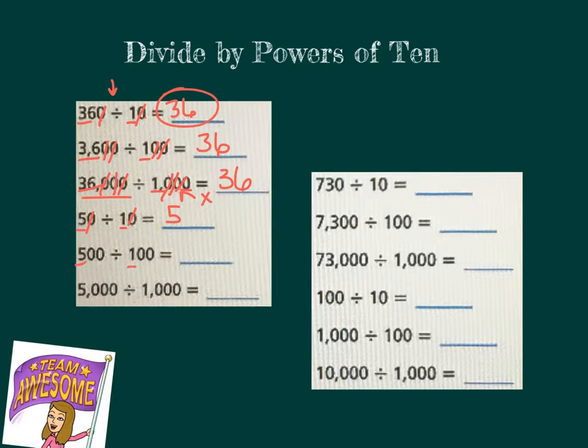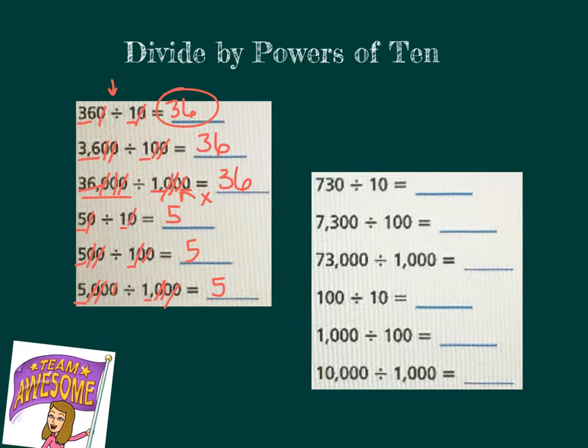5 divided by 1 again is 5. All right, this is the fun part. Cancel, cancel, cancel, cancel. Oh, they all canceled each other out, so we get 5. And then again, 5,000 divided by 1,000. Take those front numbers. 5 divided by 1 is 5. And then cancel, cancel, cancel, cancel, and cancel, cancel.